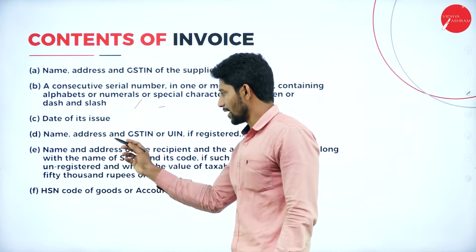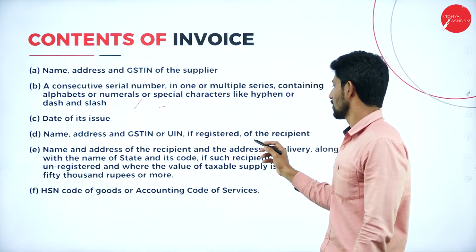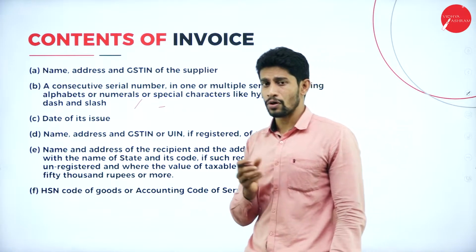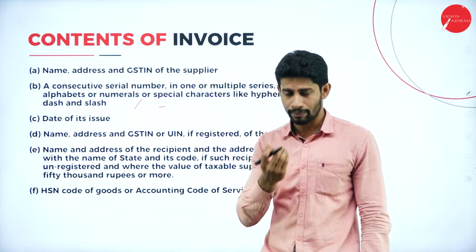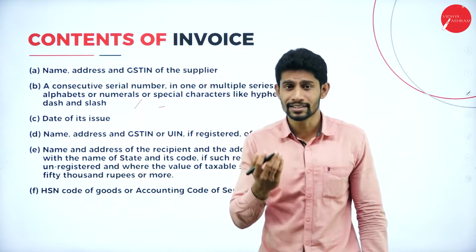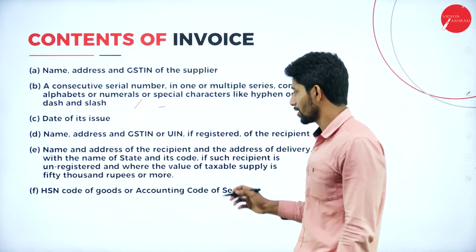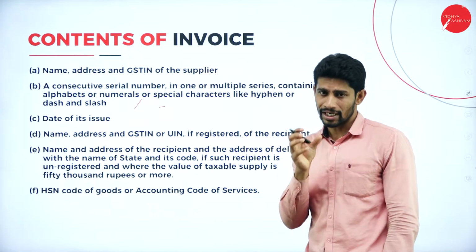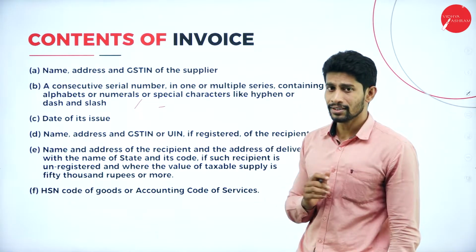Next, the name, address and GSTIN or UIN, if registered, of the recipient. Yes, in an invoice, you're also going to find the name of the recipient, that is the buyer, and the address of the buyer. If the buyer is a registered person, then his GST number will also be mentioned, or the unique identification number, if there is any for that particular buyer.